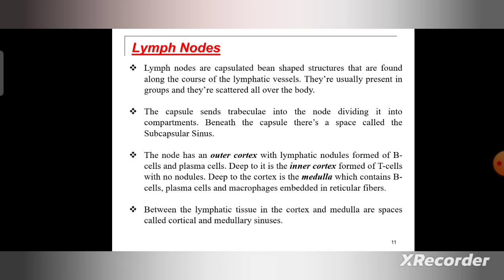The node has an outer cortex with lymphatic nodules formed of B cells and plasma cells. Deep to it is an inner cortex formed of T cells with no nodules. Deep to the cortex is the medulla, which contains B cells, plasma cells and macrophages embedded in reticular fibers. Between the lymphatic tissue in the cortex and medulla are spaces called cortical and medullary sinuses.